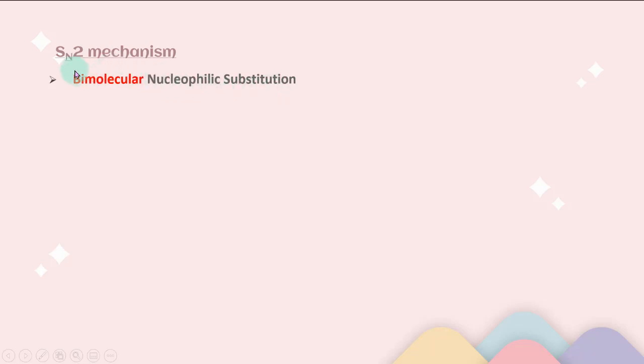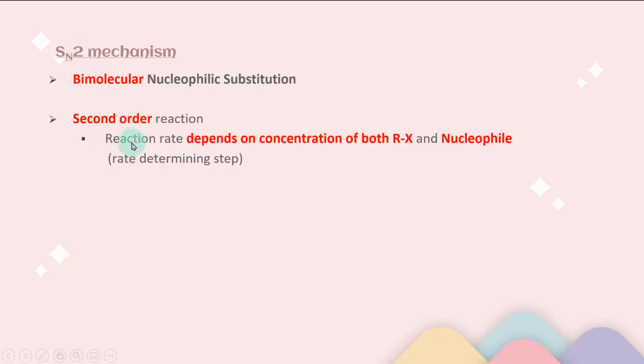That means in our rate determining step, it involves two molecules. So bimolecular refers to two molecules. So this is a second order reaction in which the reaction rate depends on the concentrations of both haloalkanes and nucleophile. So in our rate determining step, we have both haloalkanes and nucleophile. So the rate law, we can write it as the rate equals k times the concentration of haloalkane and the concentration of nucleophile, both raised to power 1. So the overall order of reaction is second order.